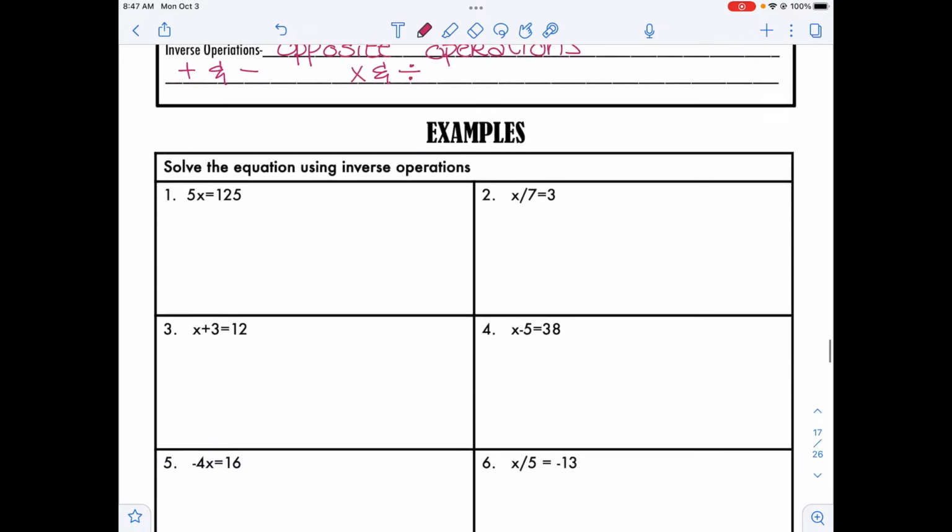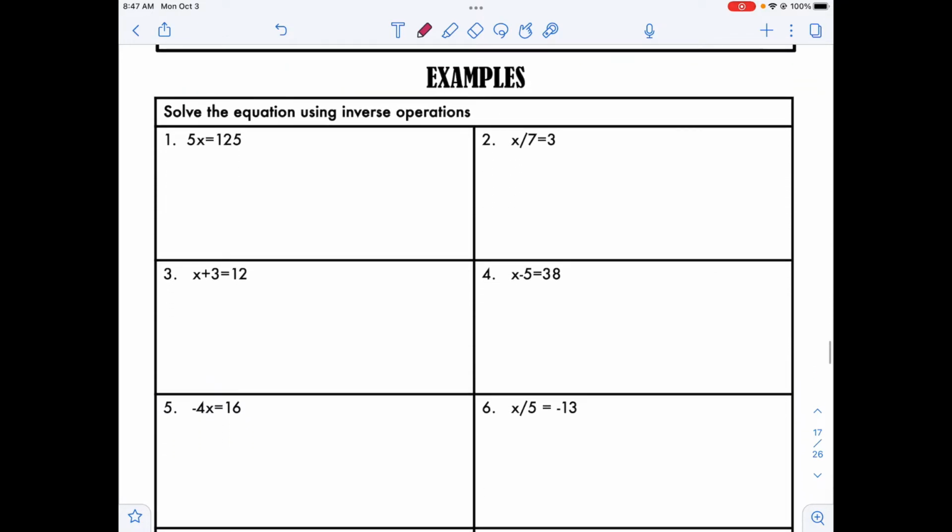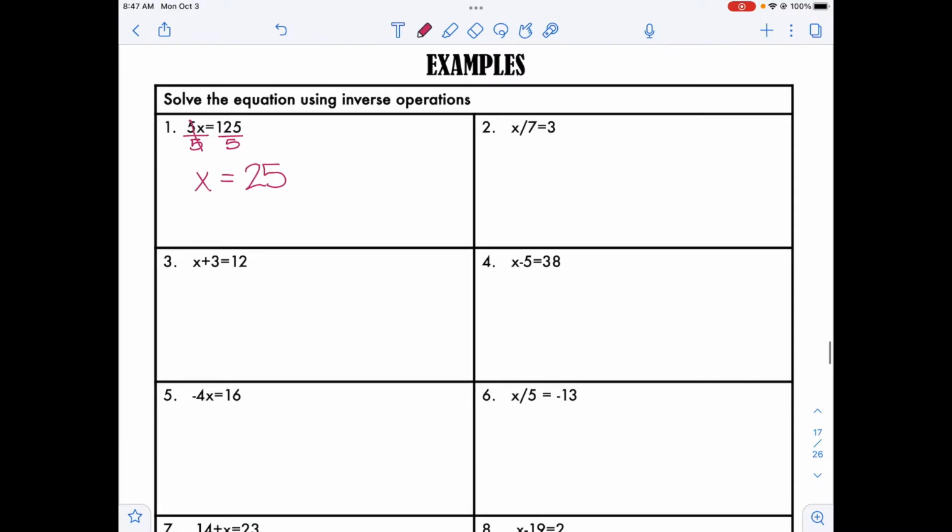So if you look in the examples, the first one says 5 times x equals 125. So if we're going to figure out what x is, we have to do the opposite. So this is multiply. So we have to divide. So 5 divided by 5 is 1. 125 divided by 5 is 25. So now I know what x is, and you can check it by putting it back in the problem. If I do 5 times 25, I get 125, so I know I'm right.